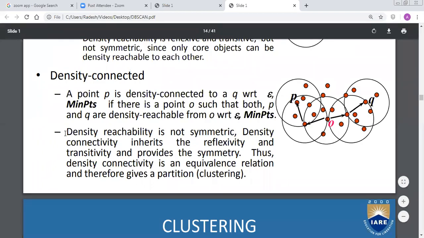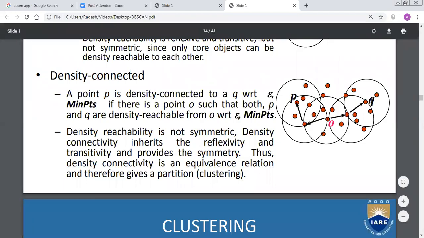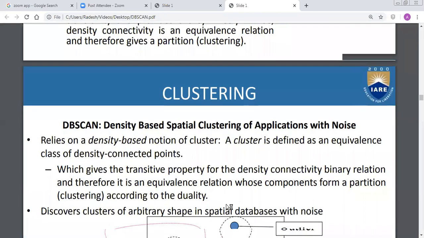One more point is that density reachability is not symmetric. Density connectivity inherits reflexivity and transitivity and provides the symmetry. So density reachability is not directly symmetric. We cannot directly apply the symmetric property between P and Q. We can apply it only when density connectivity inherits reflexivity and transitivity. Once they become transitive and reflexive, only then can we apply the symmetric property.